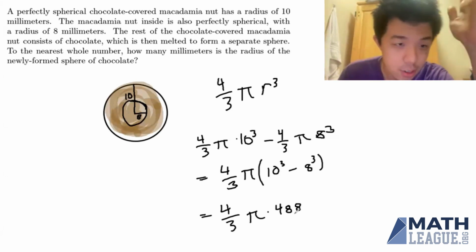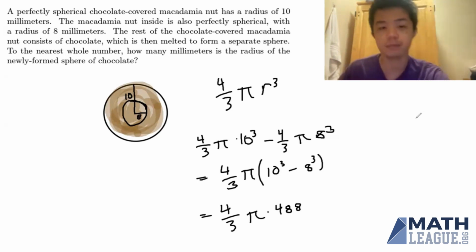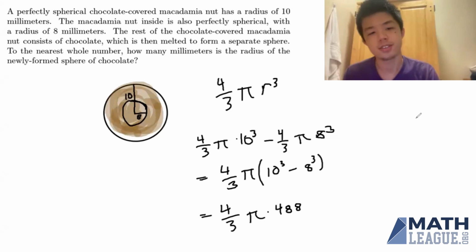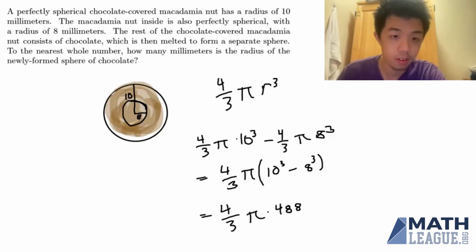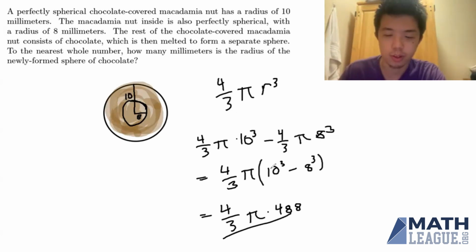And what we're asked is, to the nearest whole number, how many millimeters is the radius of the newly formed sphere of chocolate, which we know is going to have the same volume as this chocolate that's outside of the macadamia nut. So this thing over here is going to be its volume, which means that in order to find the radius of the newly formed sphere of chocolate, you look at this formula, 4/3 pi r cubed, and we see that the volume of this newly formed sphere of chocolate is this thing, and therefore to find the radius, we just take the cube root of 488.